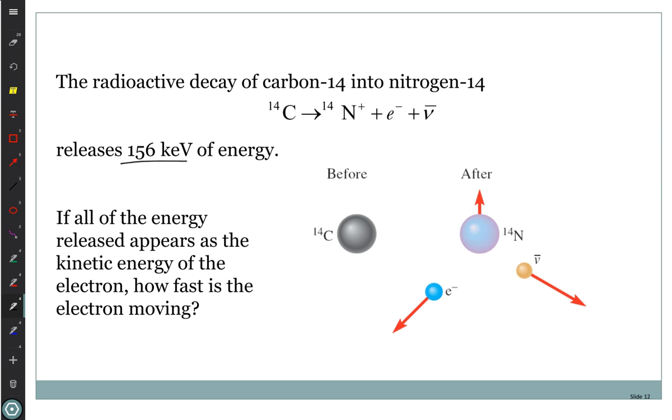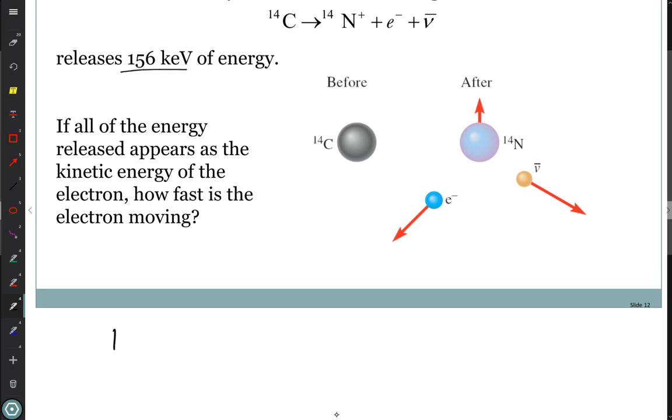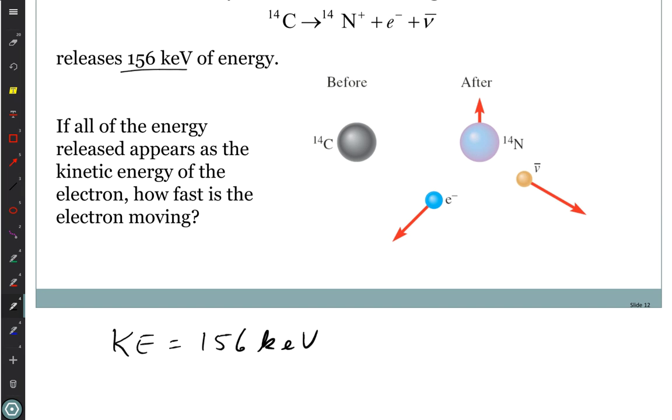What way can you think of for doing that? Kinetic energy is equal to 156 kiloelectron volts. How can I go from that to speed? One-half v squared? No, because it's going to be relativistic speed. Okay, so just gamma minus 1 times mc squared.